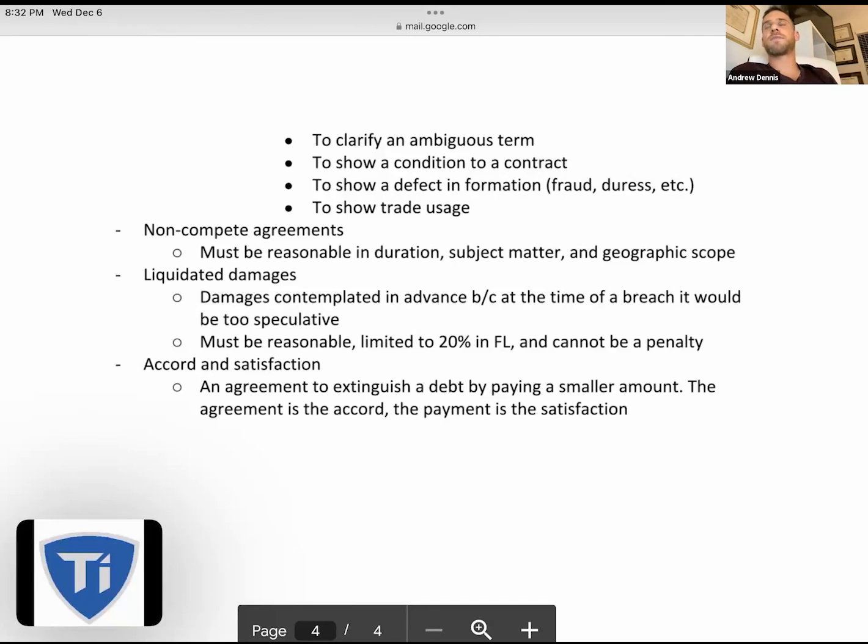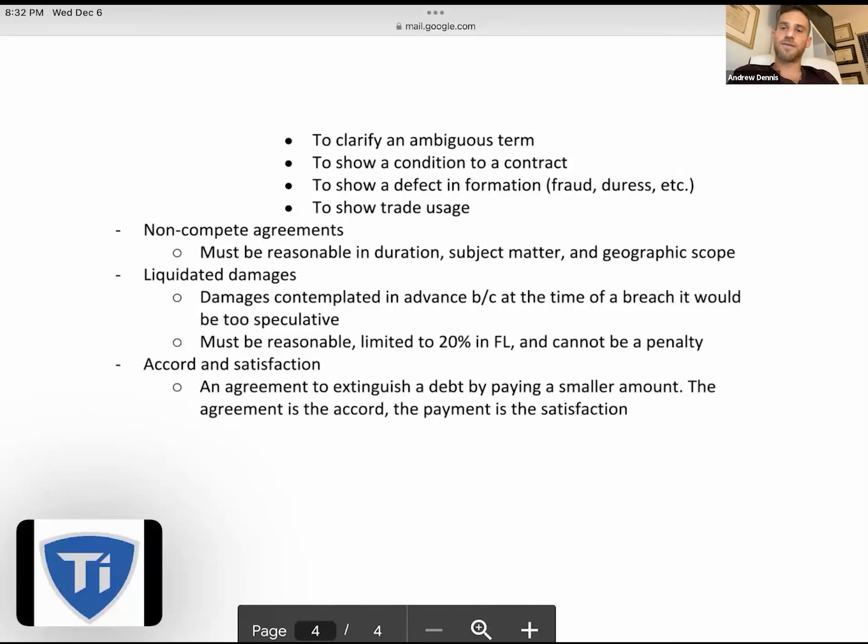Now, liquidated damages have to be reasonable. They usually should not exceed 20% of the contract price in Florida, and they cannot be a penalty. So they can't be like, oh, we're going to penalize him for every day he's late, and it has nothing to do with the calculation of damages. It's supposed to be a calculation of what the damages should be. Just recognize it would be too difficult to measure that in the event of a breach.